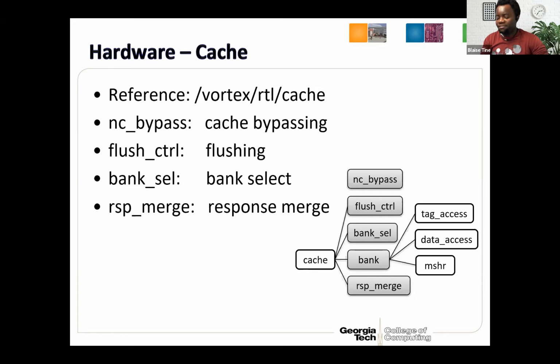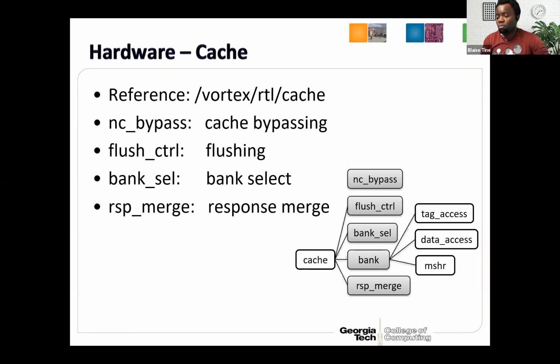Vortex has some memory addresses that allow you to bypass the cache completely and go directly to memory. For instance, if you want to print something to standard out, we don't use the cache for the standard out address. So this component basically redirects requests coming from the LSU unit directly to the memory.